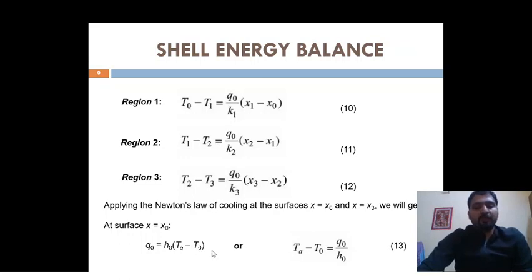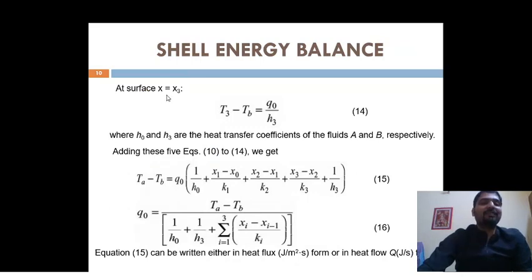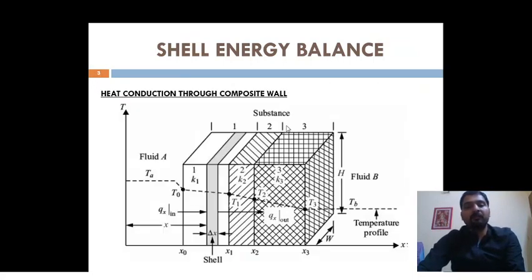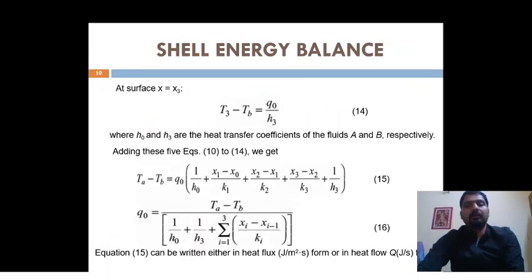So from that we get the temperature profile in the case of fluid A, that is Ta minus T0 is equal to q0 upon h0, which is denoted by equation number 13. Similarly, at the surface x equal to x3, we get T3 minus Tb equal to q0 upon h3. As already shown in the figure, the temperature at the surface is T3 and the fluid is at temperature Tb, so the temperature difference is T3 minus Tb. It is denoted in equation number 14, where h0 and h3 are the heat transfer coefficients of fluid A and fluid B respectively.